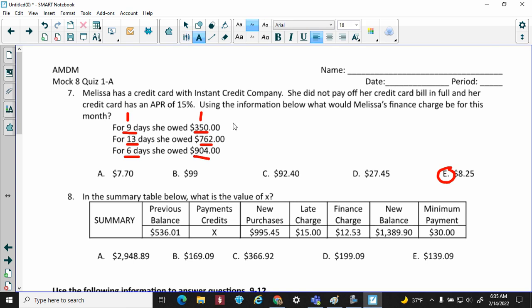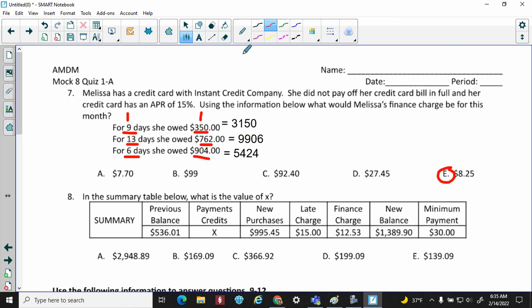So when we do that, 9 times 350 equals 3150. All right. Next one, when we take 13 times 762, we get 9906. And then 6 times 904, we get 5,424. All right, that's step 1.